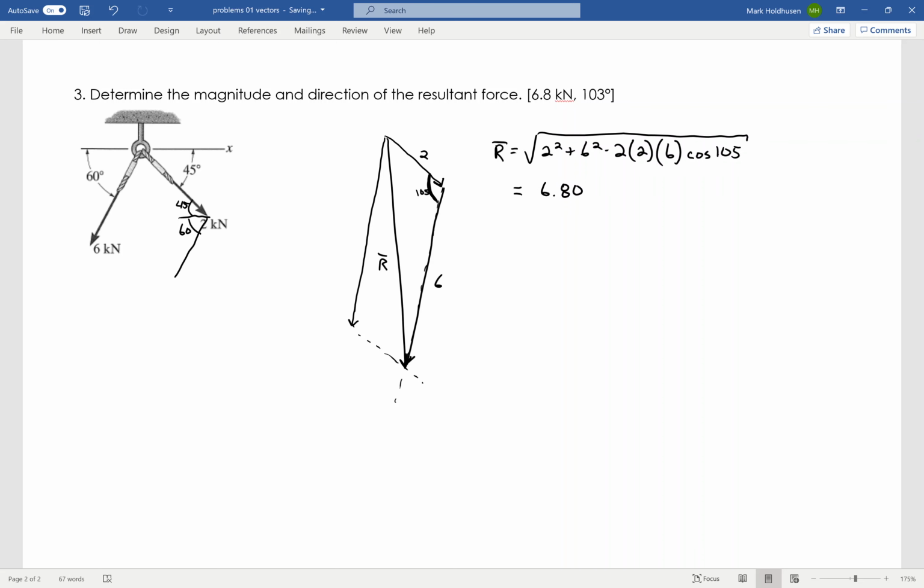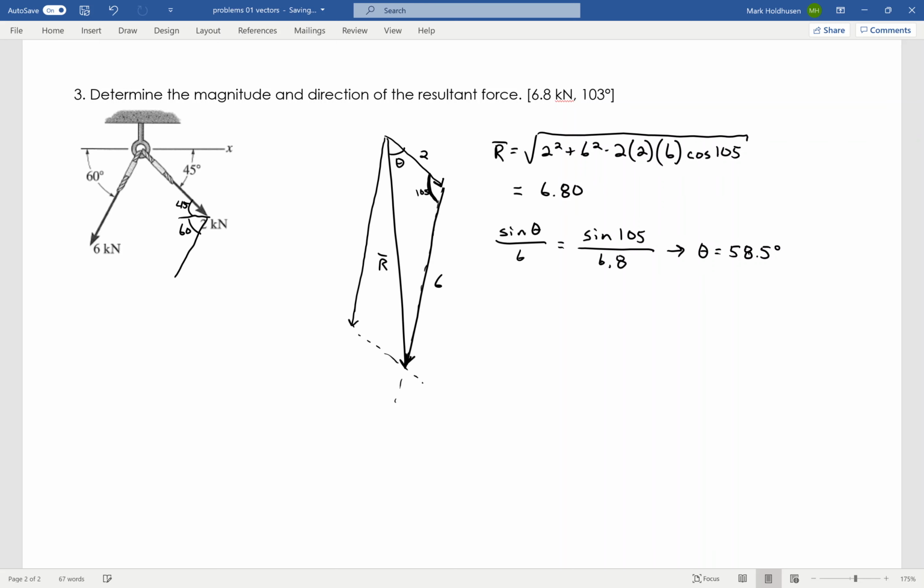Okay. Now that I know that that's 6.80, I can go ahead and find the angle. I'm going to find this angle right here, right? So I'm going to use the sine of that angle divided by the side that's opposite, which is 6, and set that equal to my known angle, which is 105, divided by what's opposite, which is what I just found, the 6.8. And again, you're going to want to use in your calculator all of the decimal points that you've got. Okay. From this, I can find that that angle is 58.5.